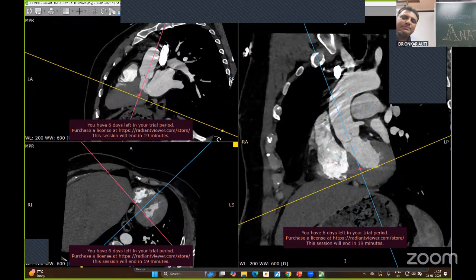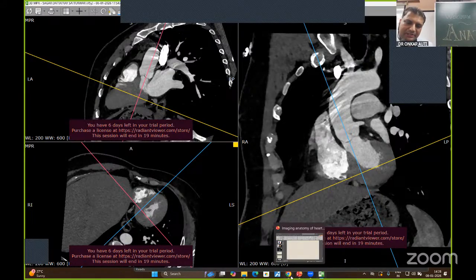Okay, so what is the main advantage of a CT scanner? That it's a volumetric image. So you can rotate around the image, you can play around with it, you can make some 3D reconstructions, you can make some MPR or MIP reconstructions over here, and you can see anatomy in very much detail. Okay, coming back to our presentation.